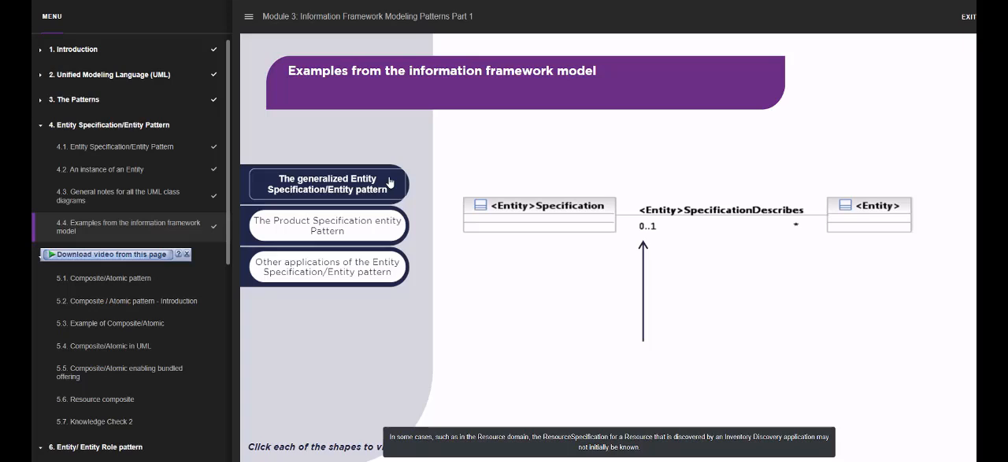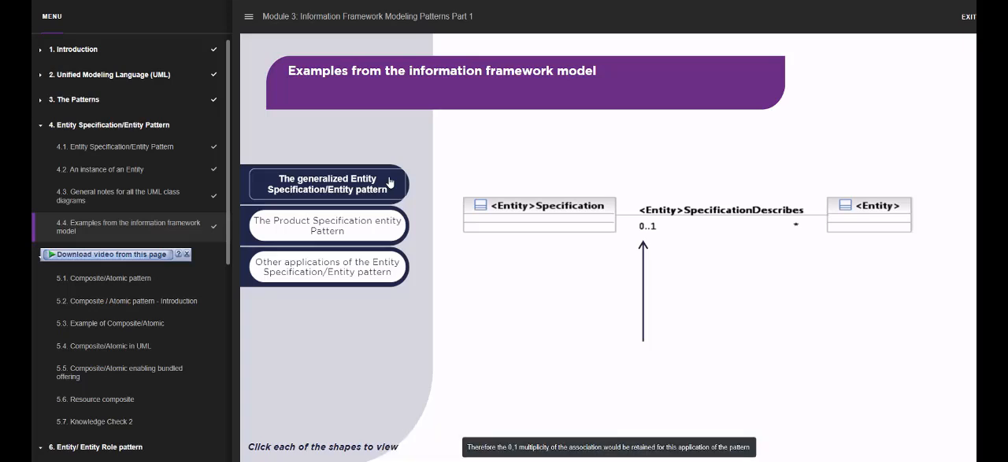In some cases, such as in the resource domain, the resource specification for a resource that is discovered may not initially be known. The 0,1 multiplicity of the association would be retained for this application of the pattern.